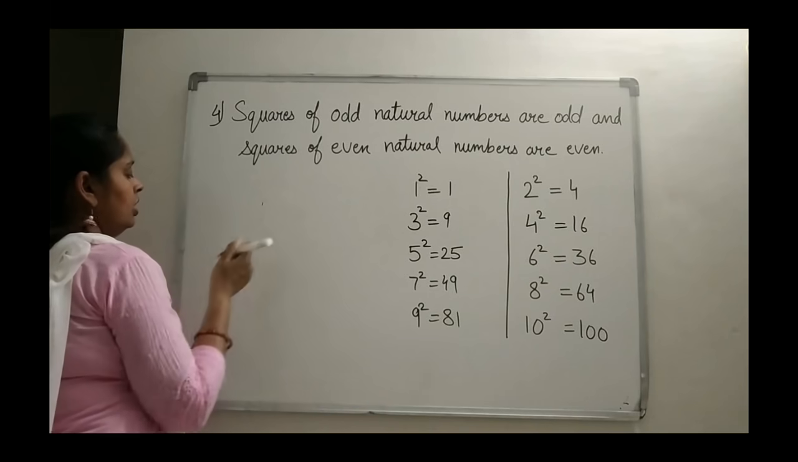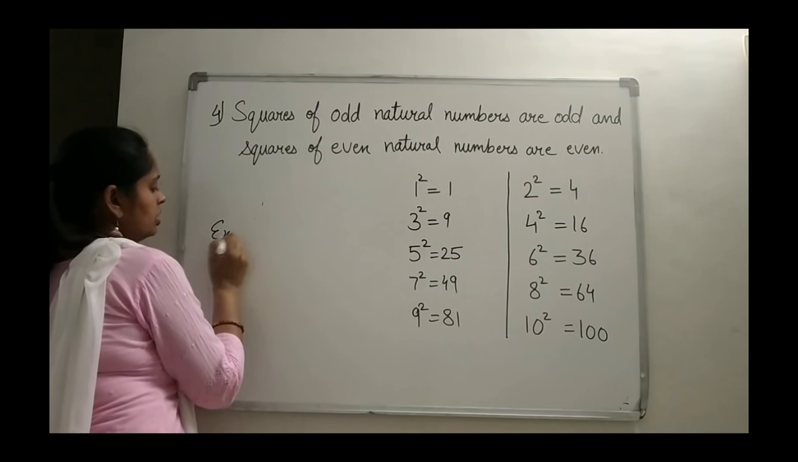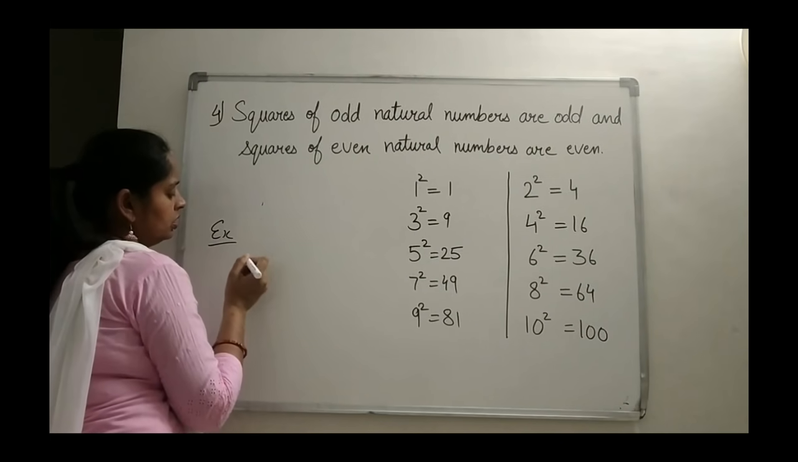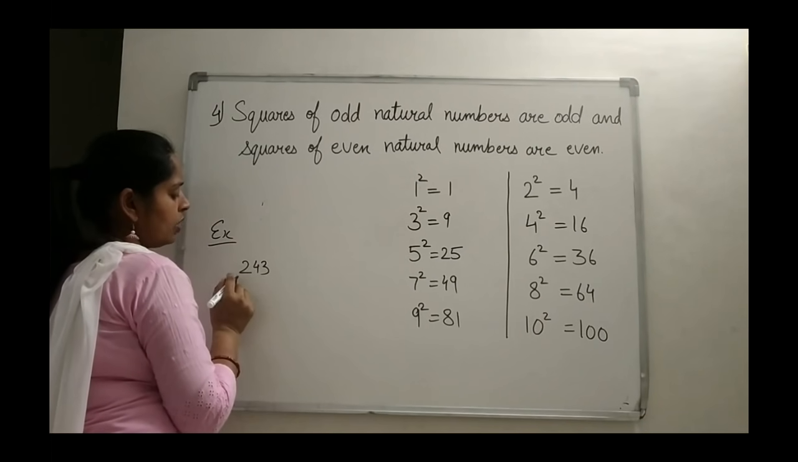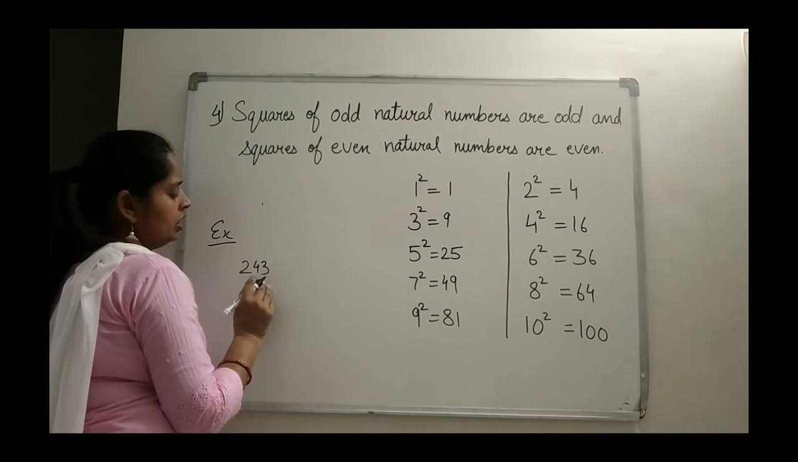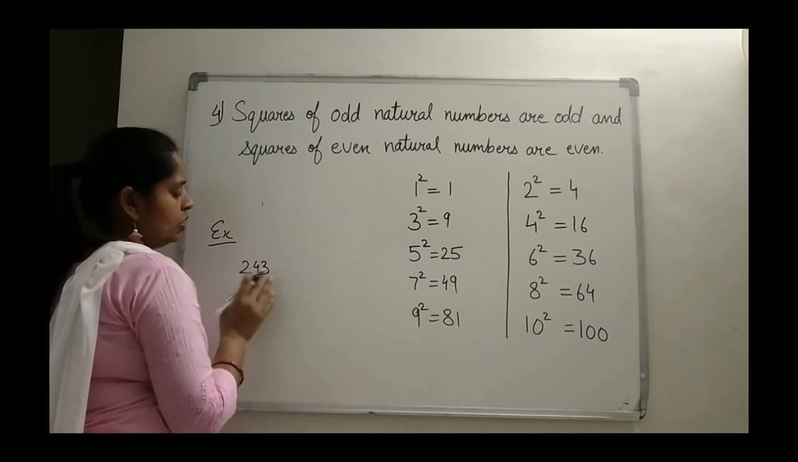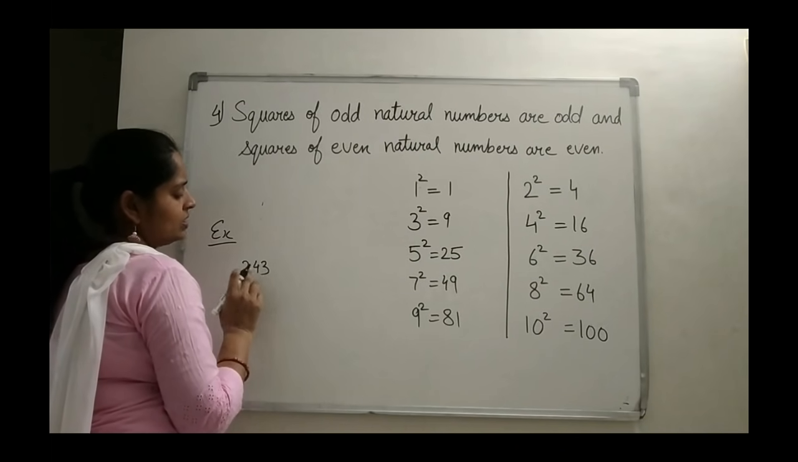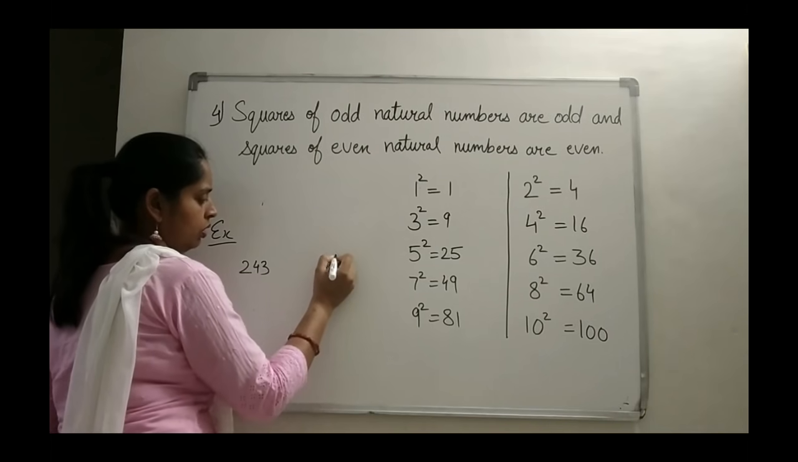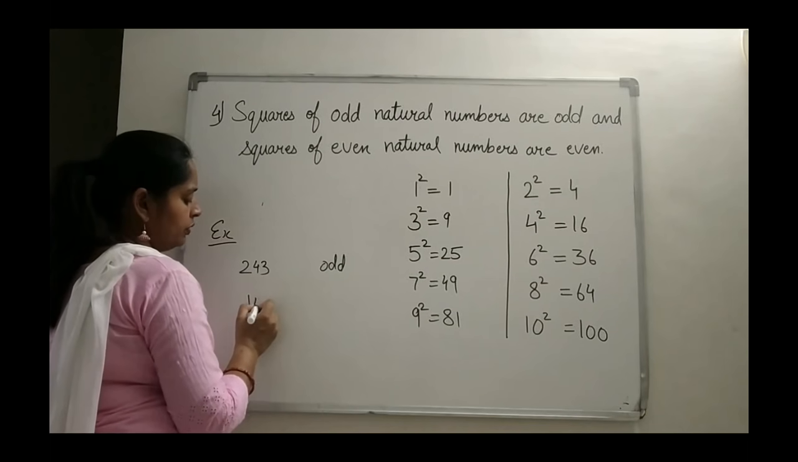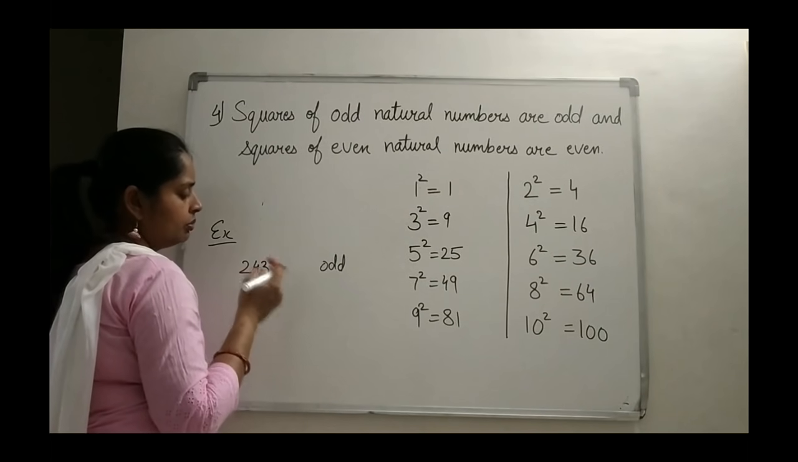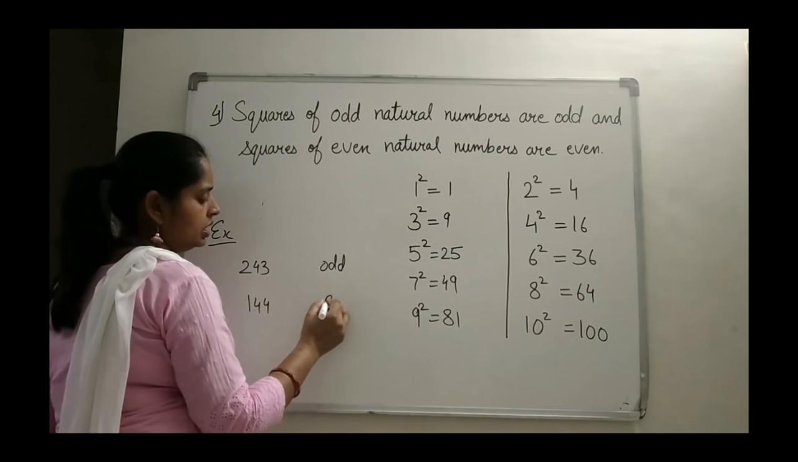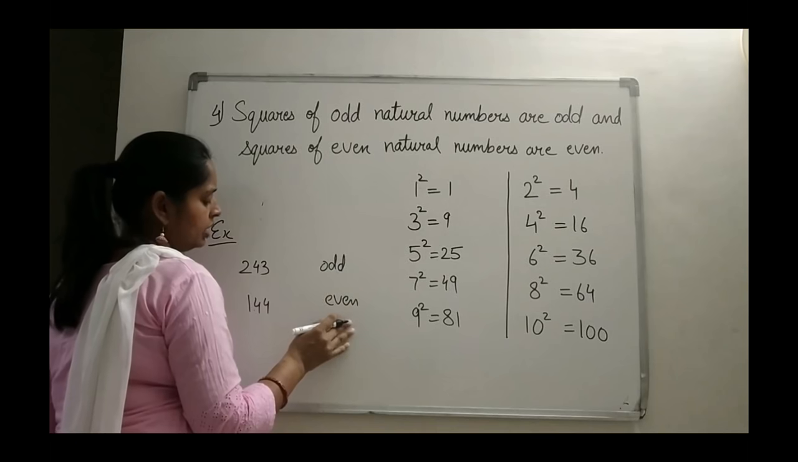So for example, a question has been asked: 243 is given, and is the square of 243 odd or even? This number is odd, so its square will also be odd. If the number given is 144, the square of 144 will be an even number because 144 is even. So these are direct questions.